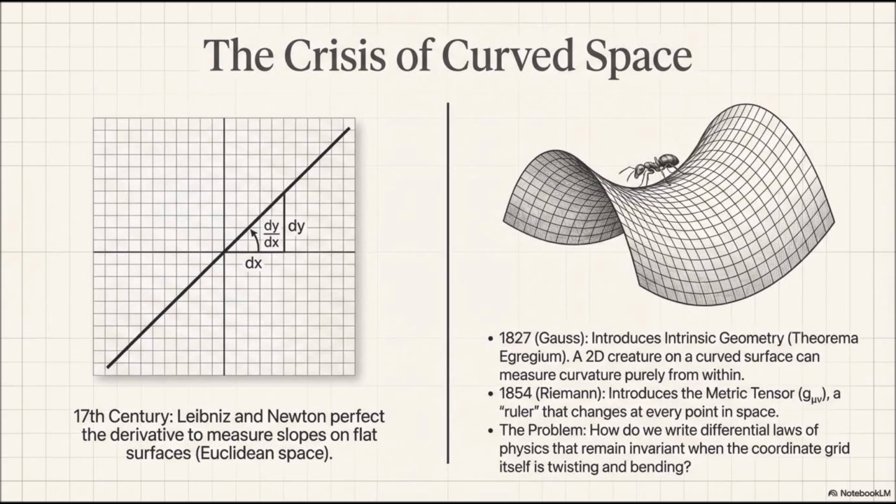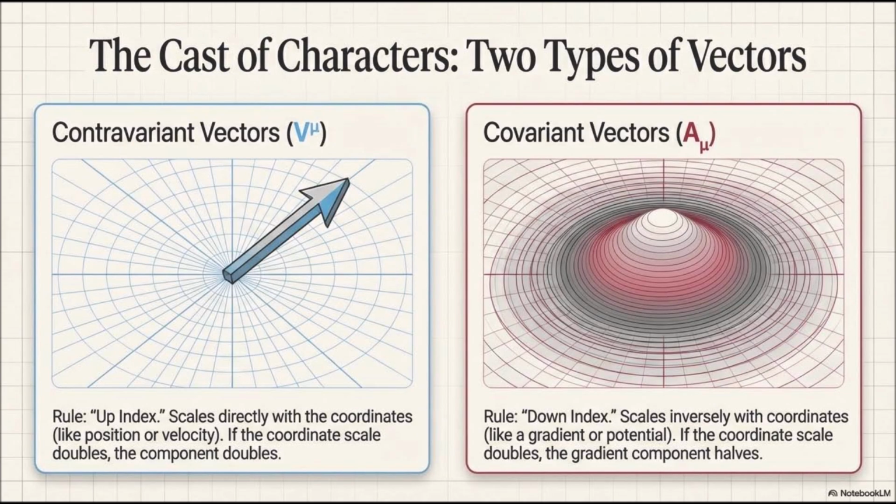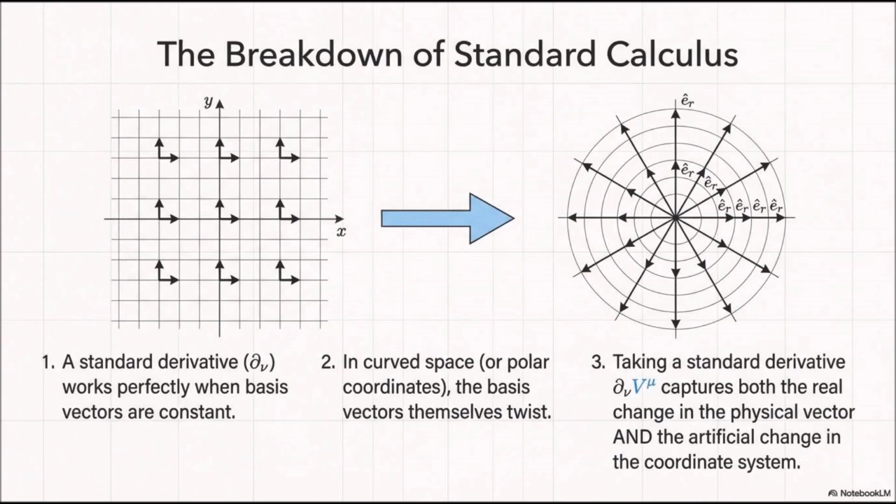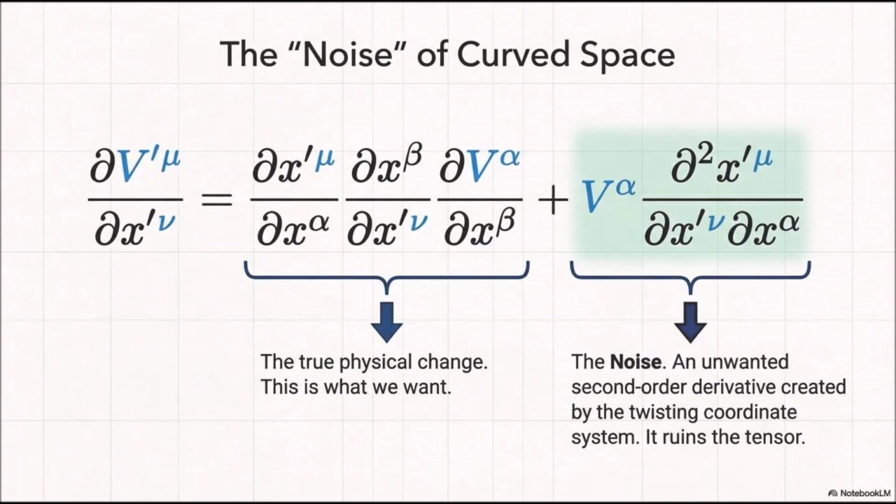The text says, let's try to take an ordinary derivative of a contravariant vector and watch it break. The ordinary derivative is the partial derivative subscript nu of v superscript mu. To prove it breaks, we have to show that this resulting derivative does not behave like a true tensor. It won't transform cleanly. Let's walk through the anatomy of this proof.